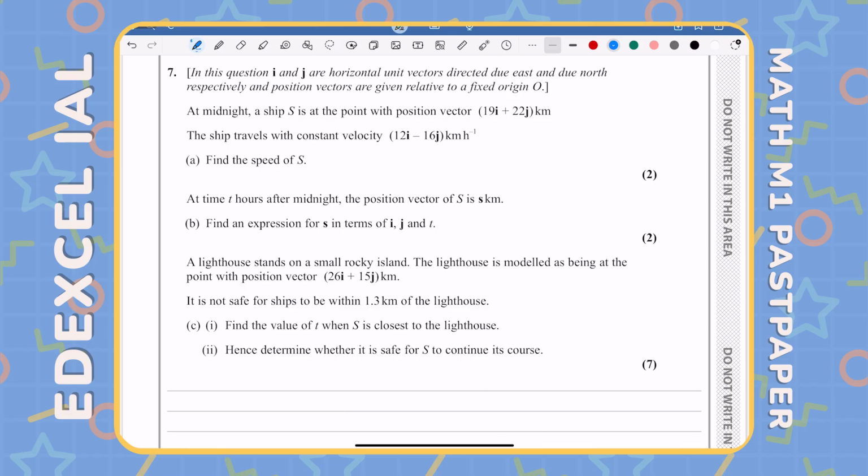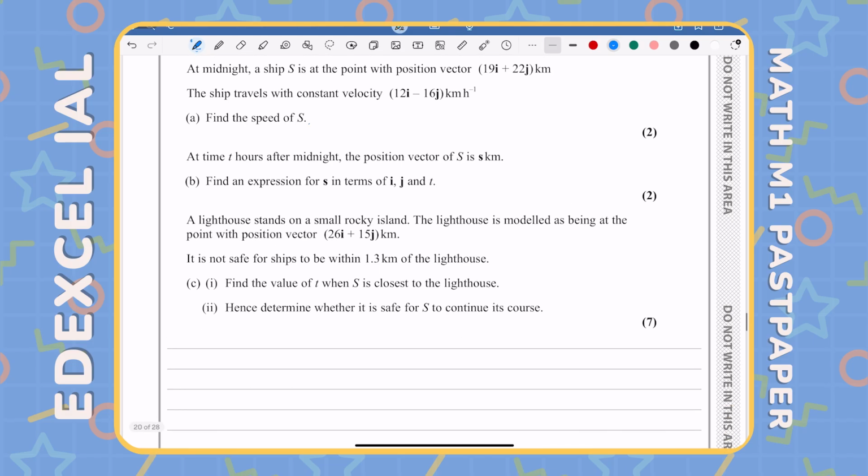All right, the ship travels with constant velocity. So we're given the constant velocity in vector form. And in the first part, we're supposed to find out the speed. Okay, so that's a no-brainer. Speed is always the magnitude of the velocity vector. So speed is equal to the square root of 12 squared plus minus 16 squared.